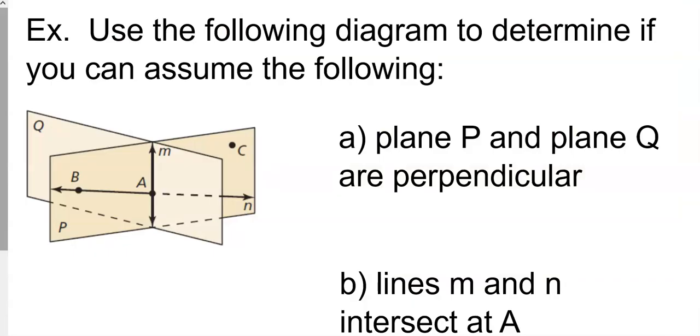So here we have 2 planes. We have plane P and plane Q, and we want to know, are they perpendicular? And again, no markings on here. We don't know that, so this would be false. Lines M and N intersect at A, and that is true.